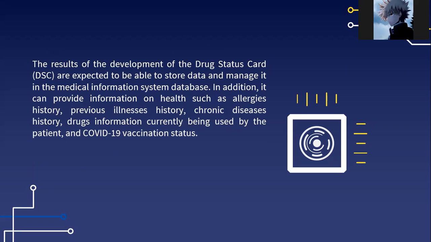The result of the development of the drug status card or DSC is expected to be able to store data and manage it in the medical information system database. In addition, it can provide information on health such as allergy history, previous illnesses history, chronic disease history, drugs information currently being used by the patient, and COVID-19 vaccination status.